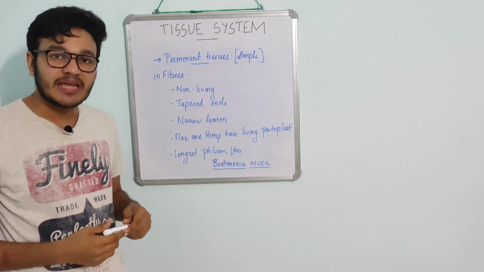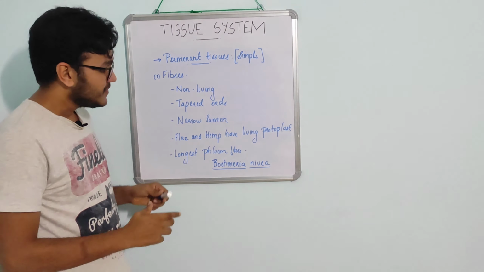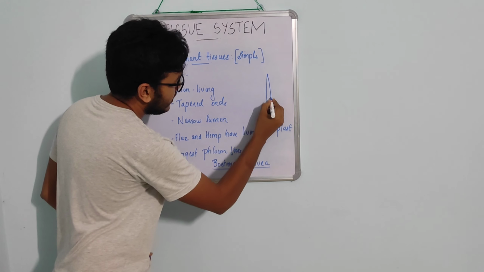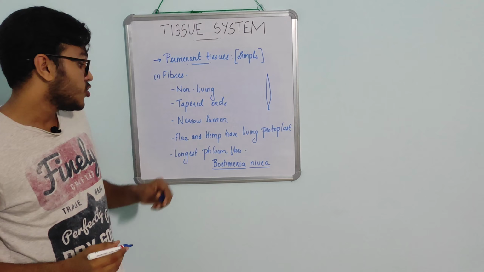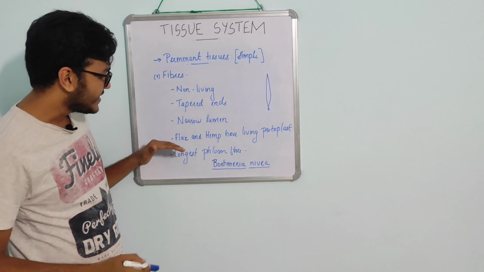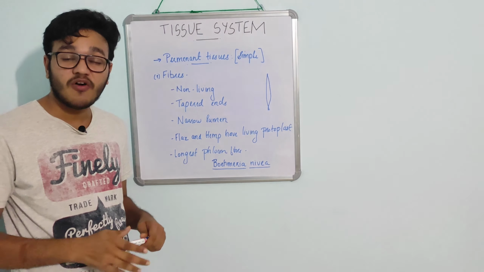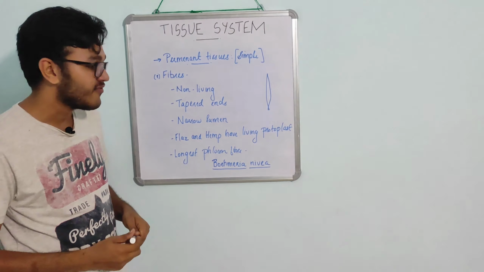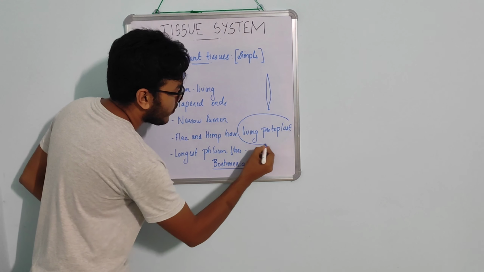Now, as it is a sclerenchyma tissue, it is non-living. It has a tapered end, similar to like this. A fiber has a tapered end like this, and it has narrow lumen. And usually I have mentioned before that it is non-living, but the exceptional case is the phloem fibers of flax and hemp. The two plants have living protoplast. That's an exceptional case. You have to note that they have living protoplast.